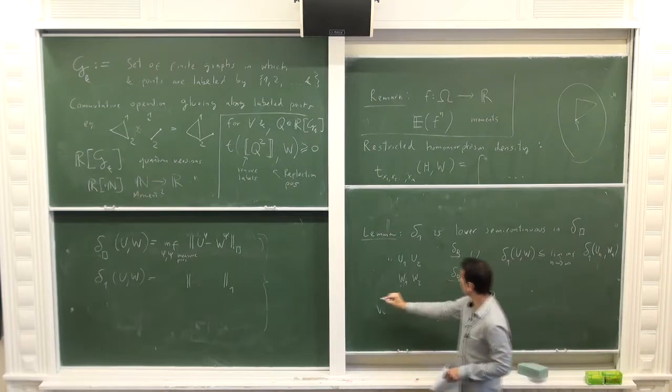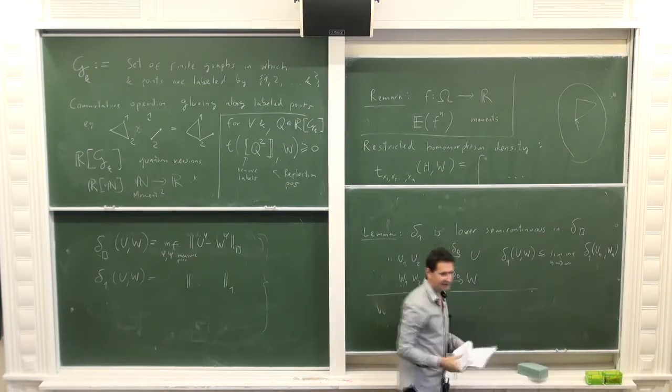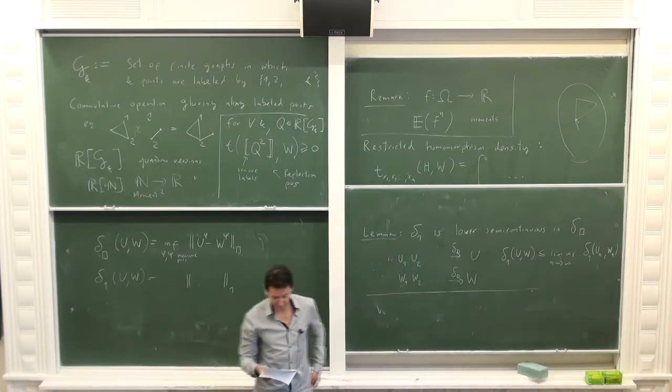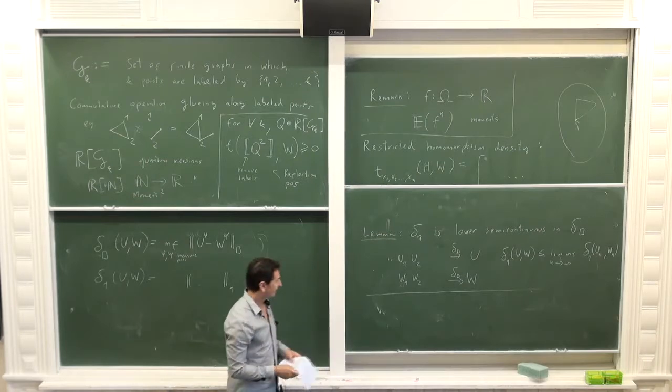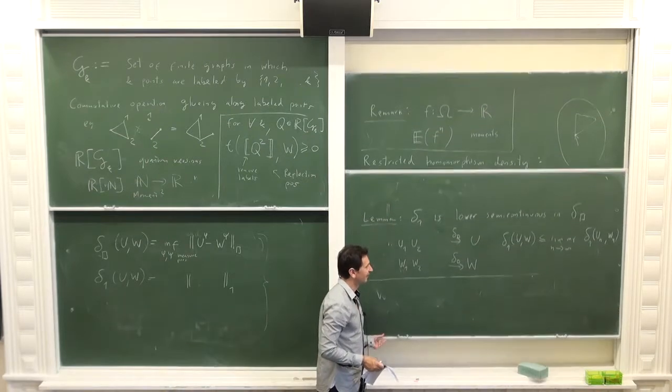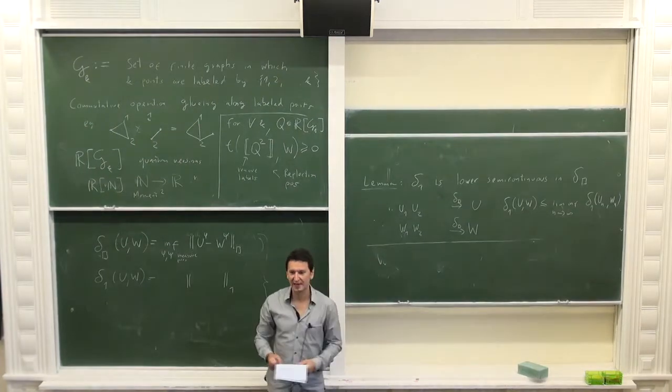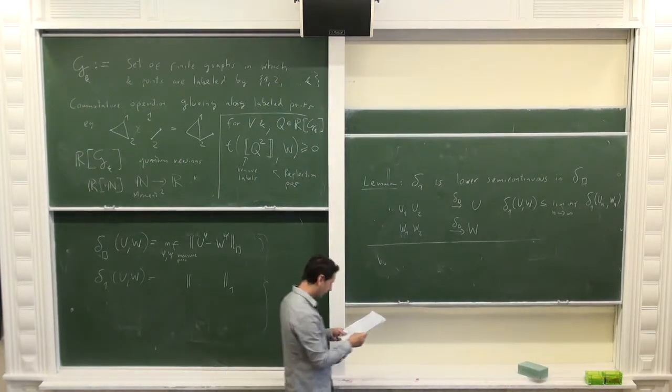So this is the meaning of lower semi-continuity. It's a nice analytic fact and extremely useful in graph limit theory. And it has a beautiful consequence, which leads to a beautiful definition. The beautiful consequence is this.